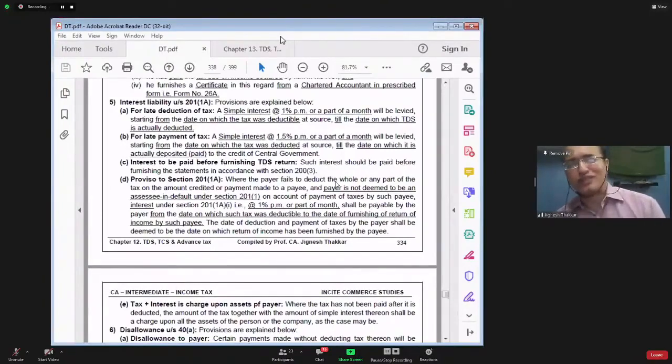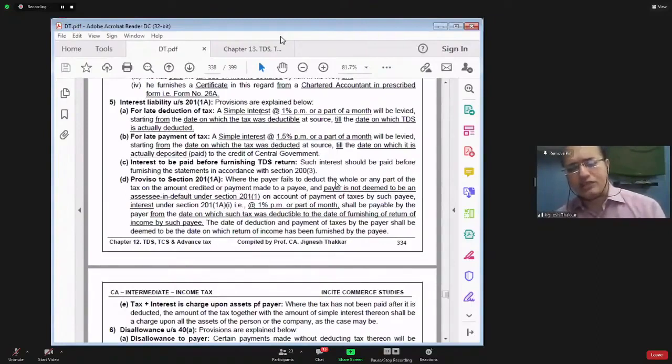Instead of 4,000, they will deduct 9,000. Now 5,000 they did not deduct in the last month, so that amount plus 4,000 of the current month, they will deduct 9,000. For the first payment of 50,000, TDS deductible was 5,000. That was required to be deducted on 15th of May, but it was deducted in the month of June.